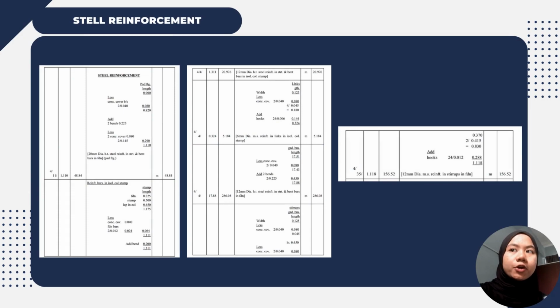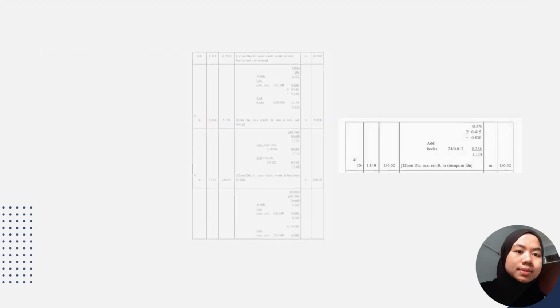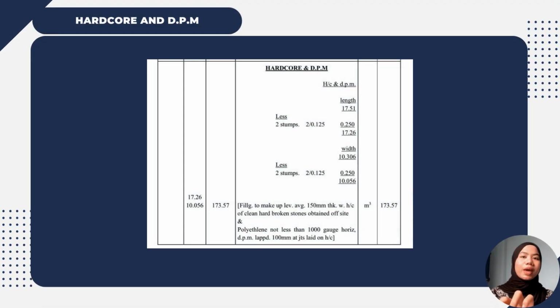From the steel reinforcement, we can get the 12 mm diameter reinforcement in stirrup in foundation is 156.52 meter. From the hardcore and DPM, the filling to make up a level average 150 mm thickness, and the quality not less than 1000, is 173.57 meter cube.